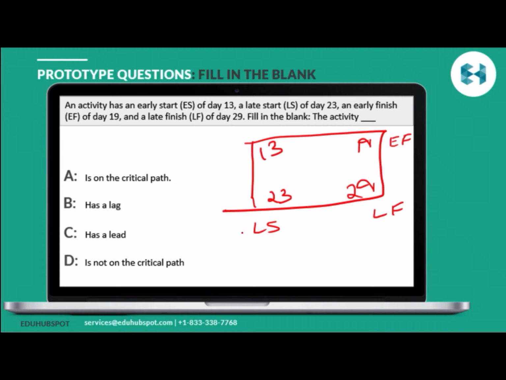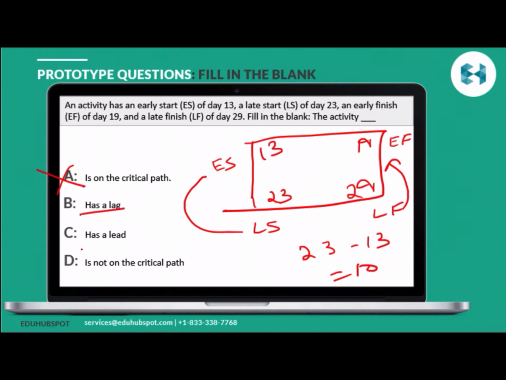So what is the formula for float? Late start minus early start. So if you see, late start minus early start is 23 minus 13, which is 10. So this activity is definitely not on critical path. It could have been on critical path if late start minus early start or late finish minus early finish would have been 0. So this is definitely not on the critical path.